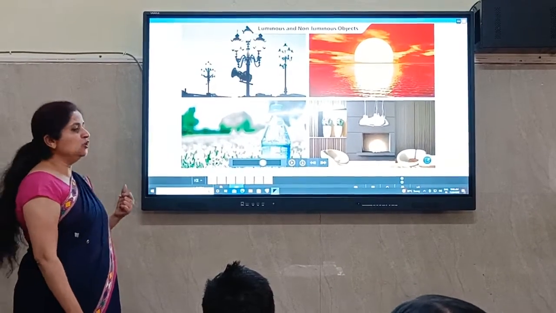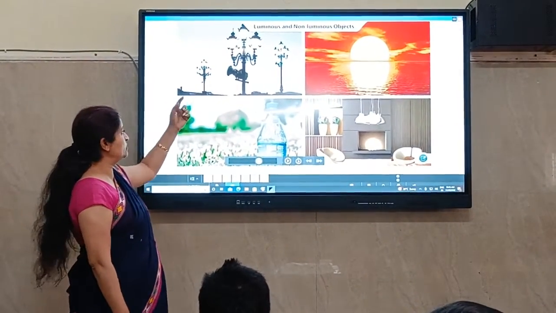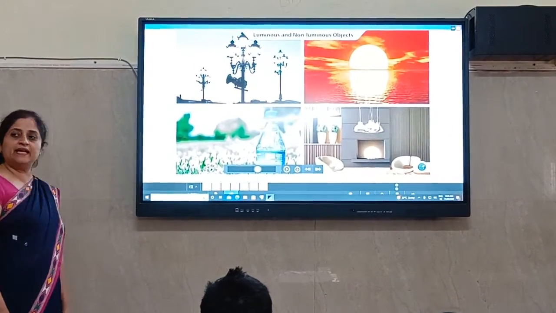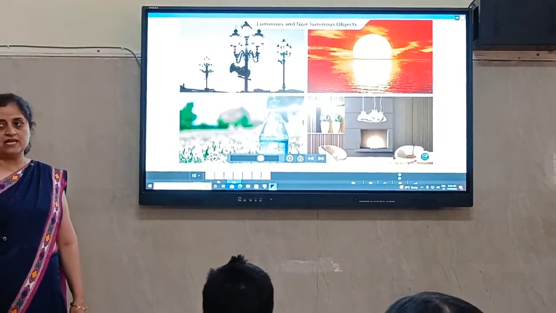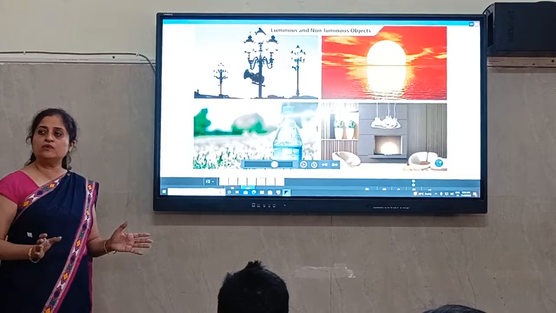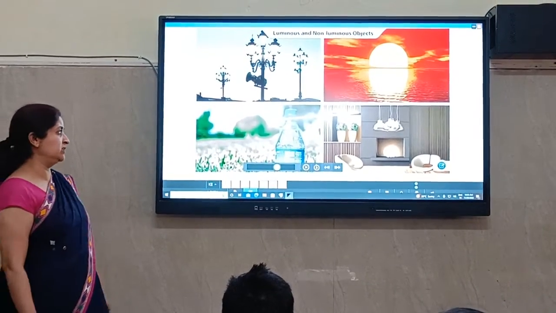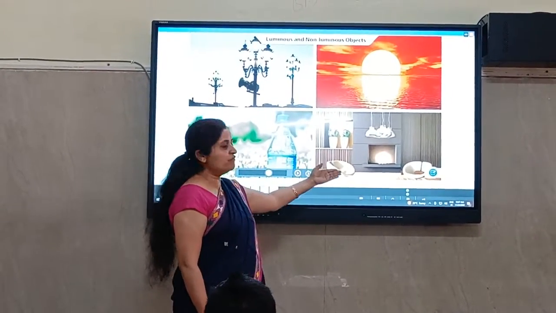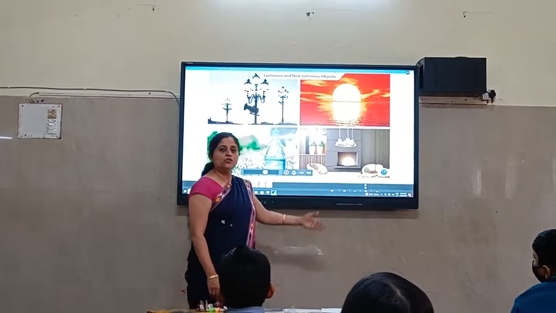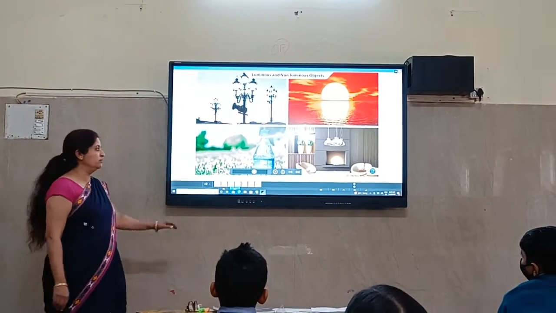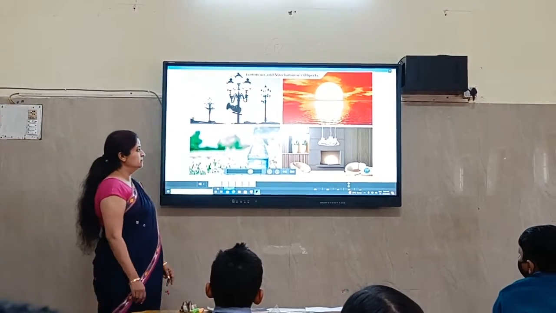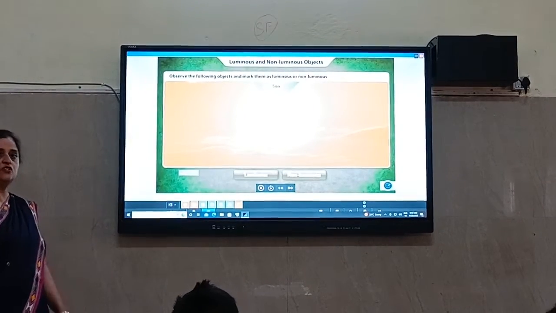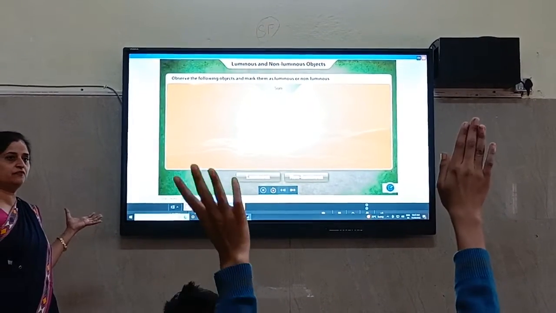They are known as luminous objects, like we have given the picture of this lamp and there is a sun. They are giving out their own light, so they are called luminous objects. And objects which do not emit their own light are known as non-luminous objects, like this bottle, this vase, this sofa. Will it give its own light? No. So what is it? Non-luminous object. Observe the following objects and mark them as luminous or non-luminous. Here there is an exercise for you.